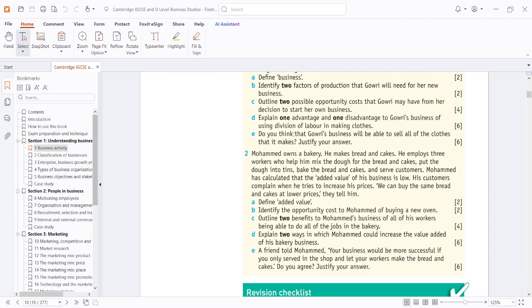Mohammed has calculated that the added value of his business is low. His customers complain when he tries to increase his prices. "We can buy the same bread and cakes at a lower price," they tell him.